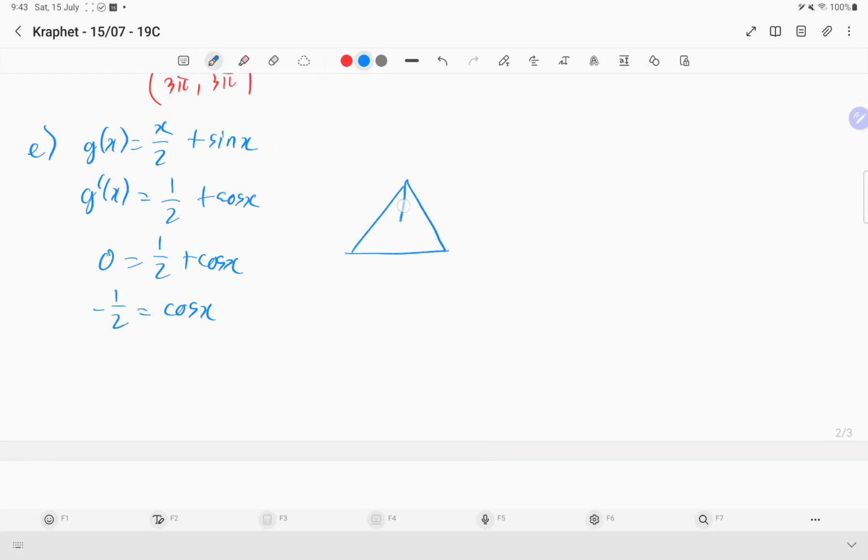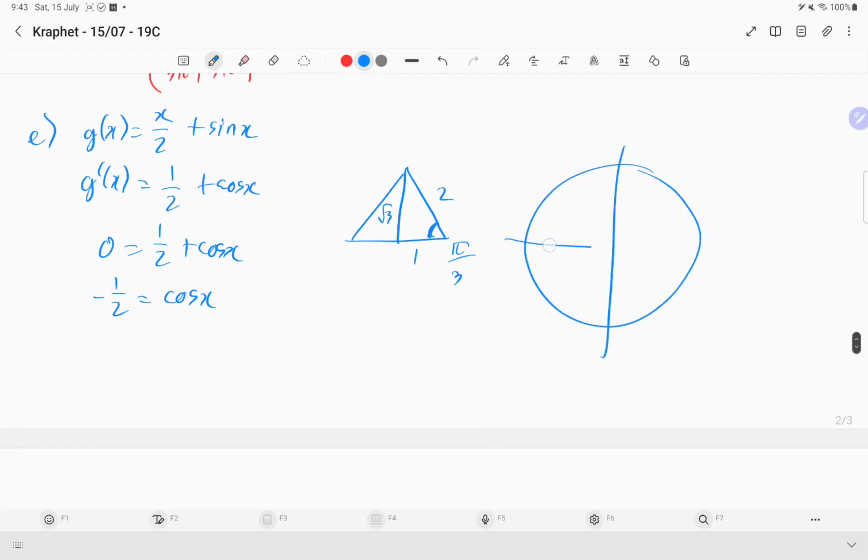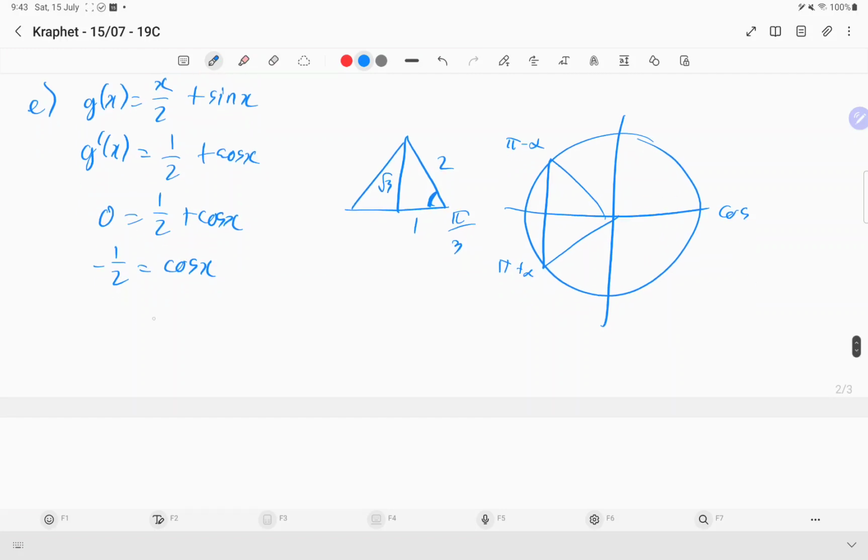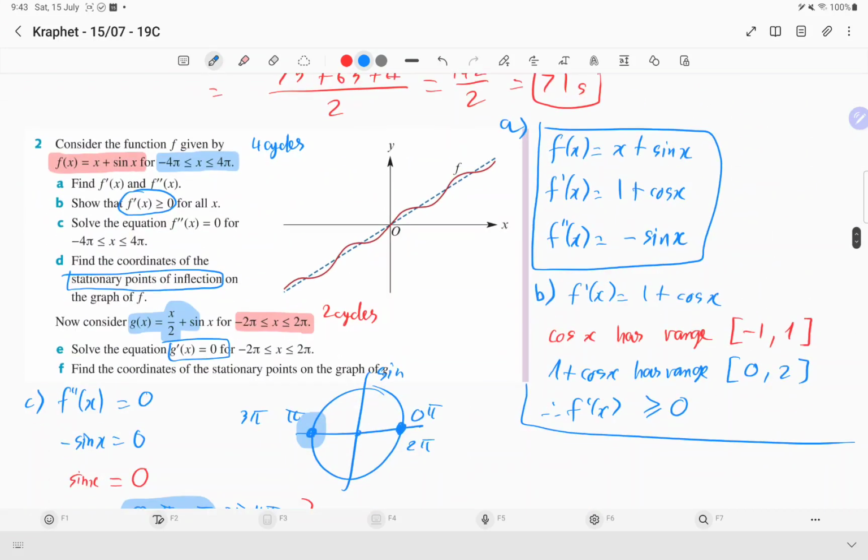So this is most likely tech-free again. 1, 2, square root 3. Cos must be this angle here, and we're talking about radians, so it's pi on 3. But cos is negative 1/2, which means that in the cos axis, it must be pi minus alpha and pi plus alpha. You've got to get the idea that fast. So then x would be pi minus pi on 3, and pi plus pi on 3, but note that this is in the standard cycle only.